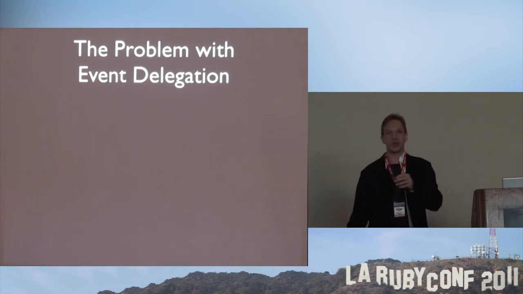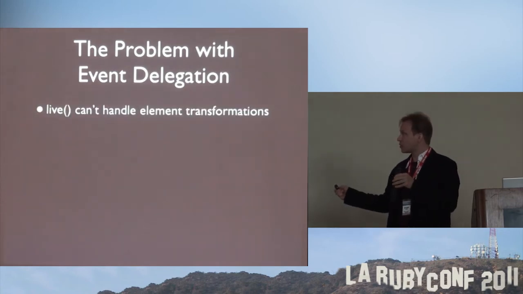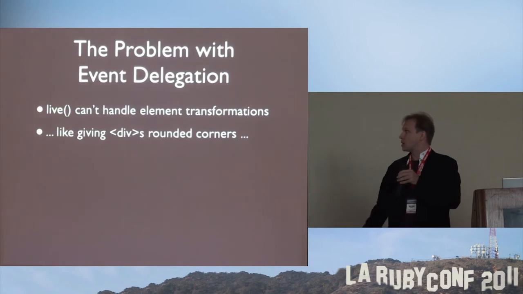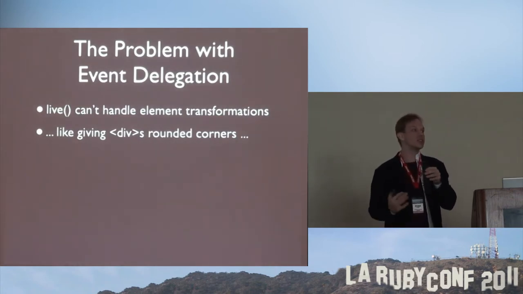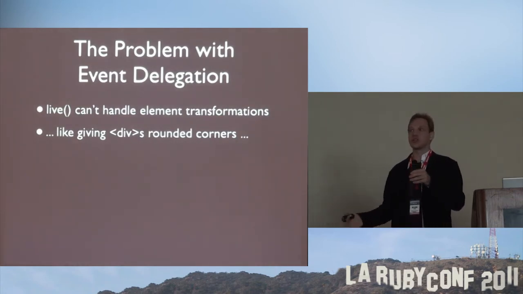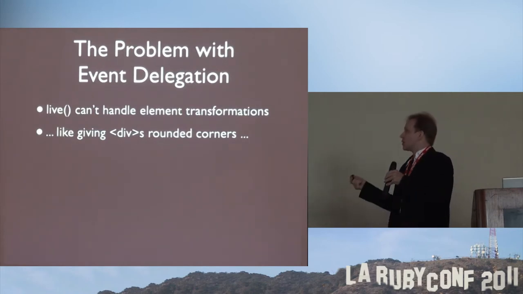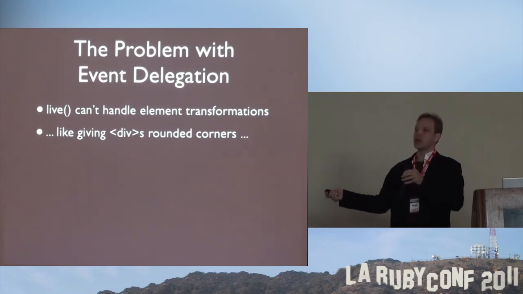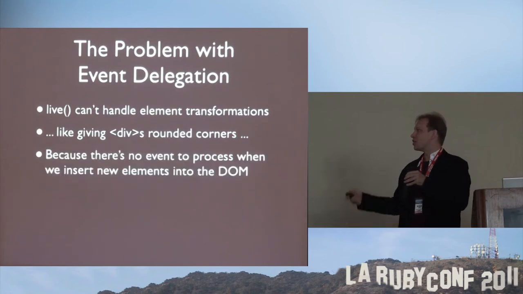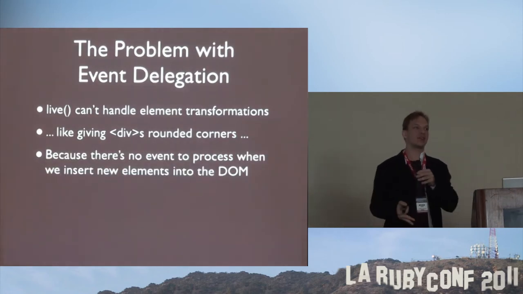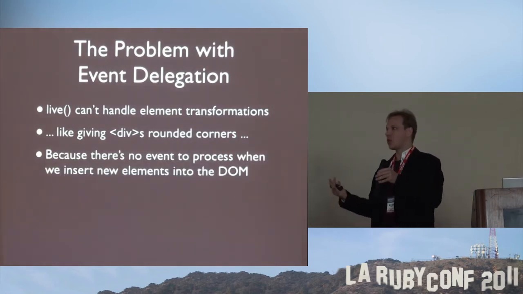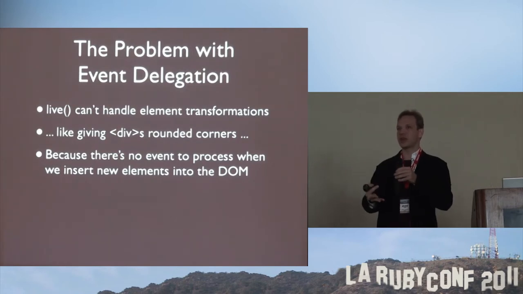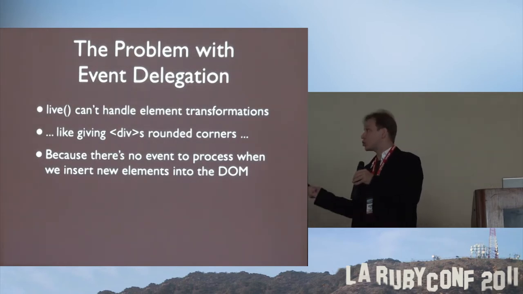What do I mean by transformations? As an example, you might want to give all of your divs of a certain class rounded corners, and this might mean adding new HTML structure to the page. The trouble with that is that if the div that you need to add the rounded corners to comes to the page late, there's no event to handle that. You can't count on the browser telling you that something has been added to the DOM. We should be able to.